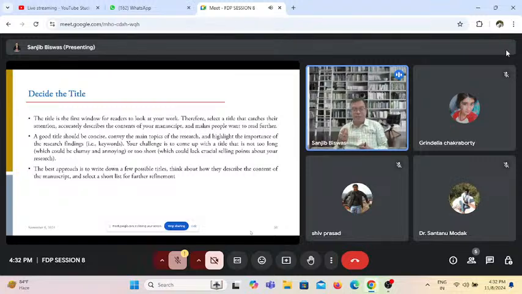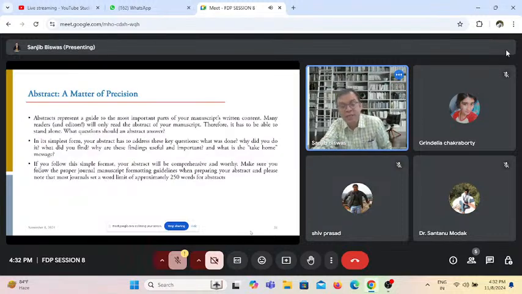Sometimes people use that type of catchy title, but that is prescribed for experts. A novice or beginner like us should prefer a title that pinpoints our objective. The abstract, as I already said, is a matter of great precision, because it is the first paragraph that actually makes or breaks your paper.